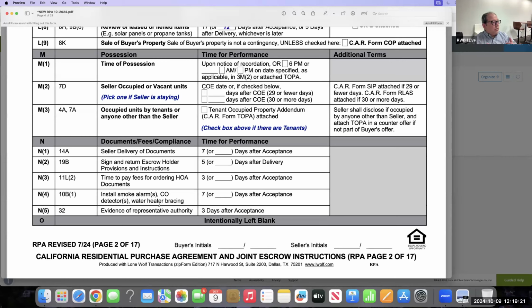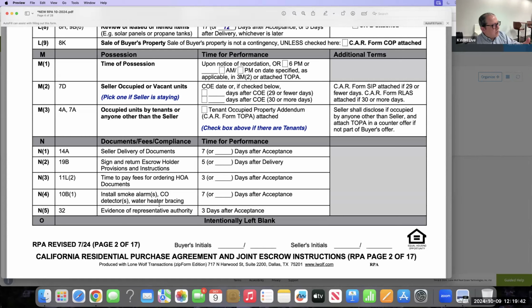Other cities may not have this requirement for a third party company to do it. I always recommend having a third party company do the retrofitting so the seller is not responsible. Here's the thing with retrofitting.